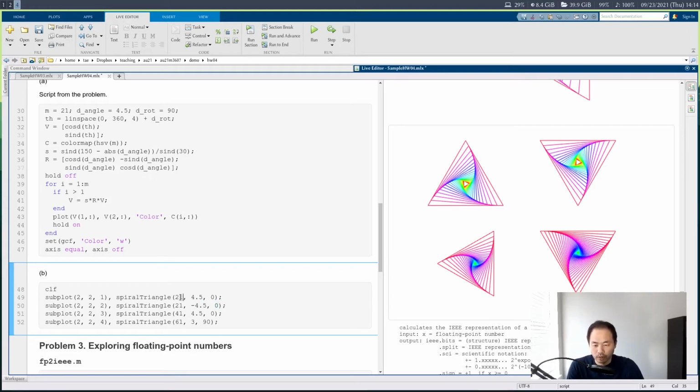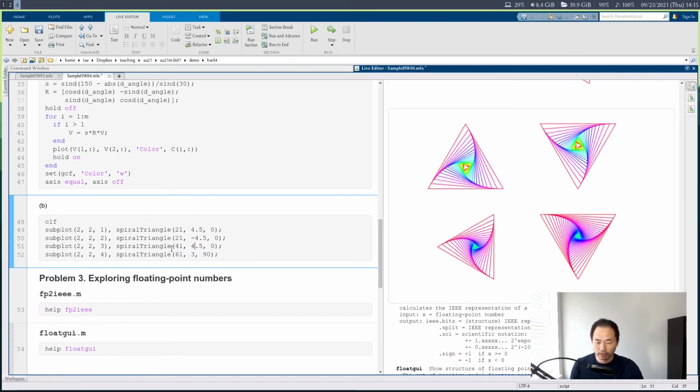Well, if you are plotting 21 triangles, there are 20 gaps, okay? And 20 gaps of how much angle? 4.5 degrees. So 4.5 times 20 becomes 90. So in this case, it's positive 90. From here to there, this is positive 90 degrees. And in this case, it's negative 90. So from here to this vertex is negative 90 degrees.